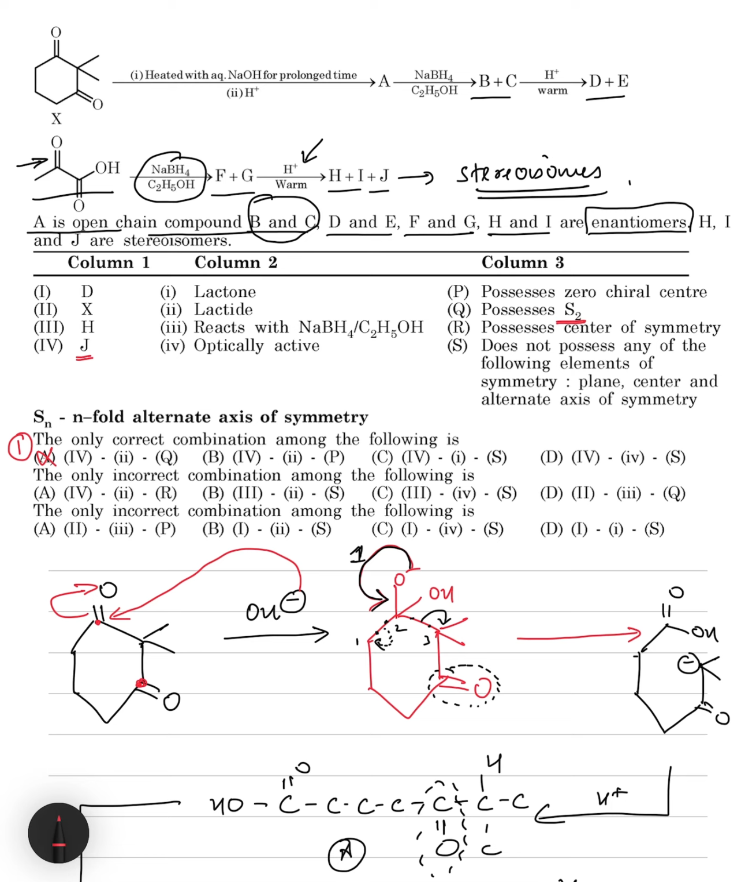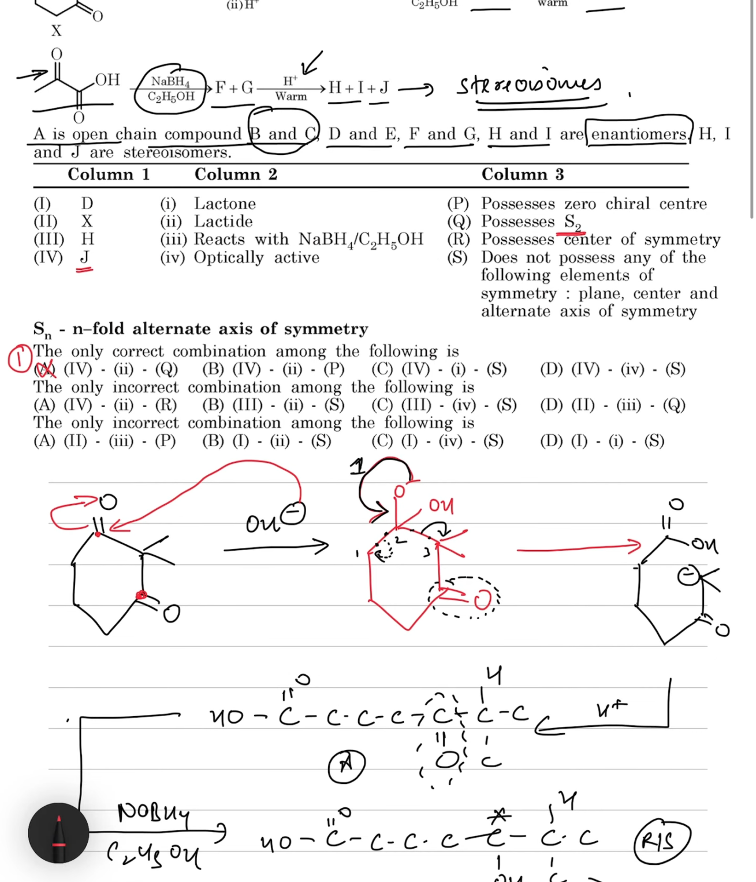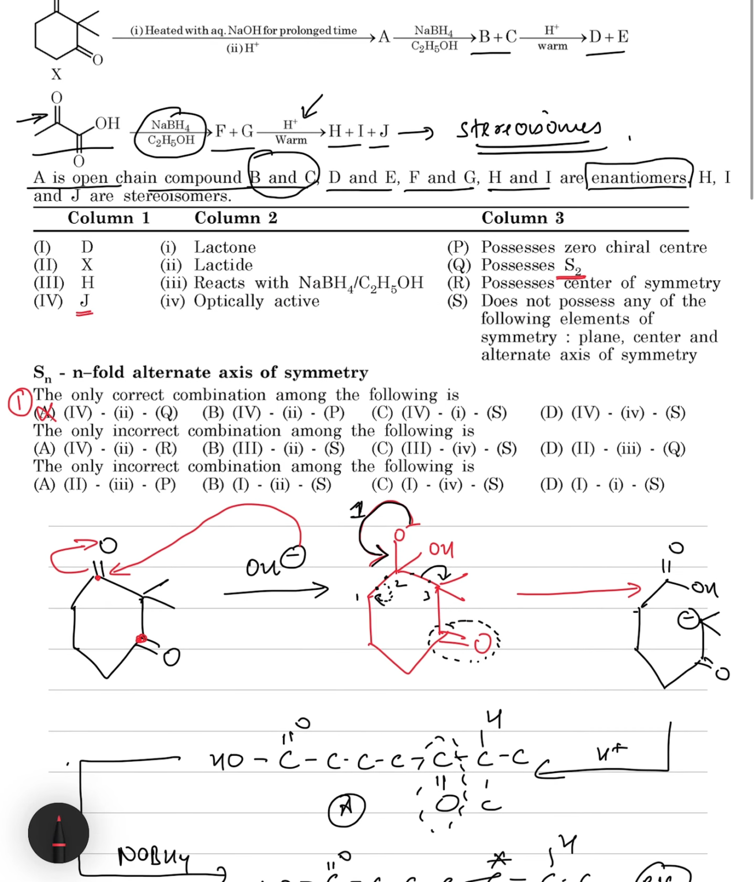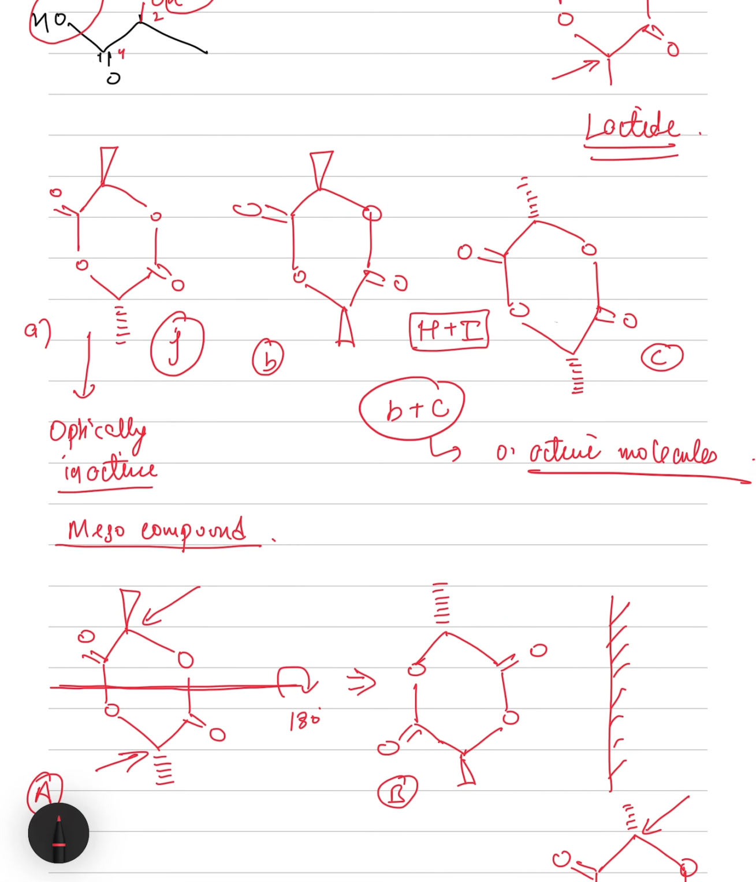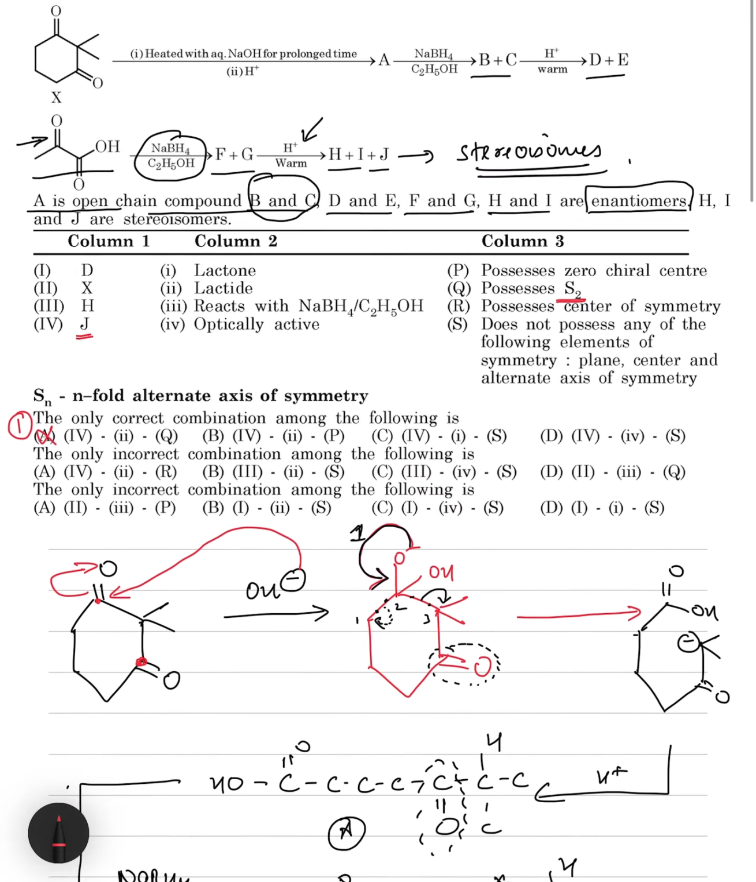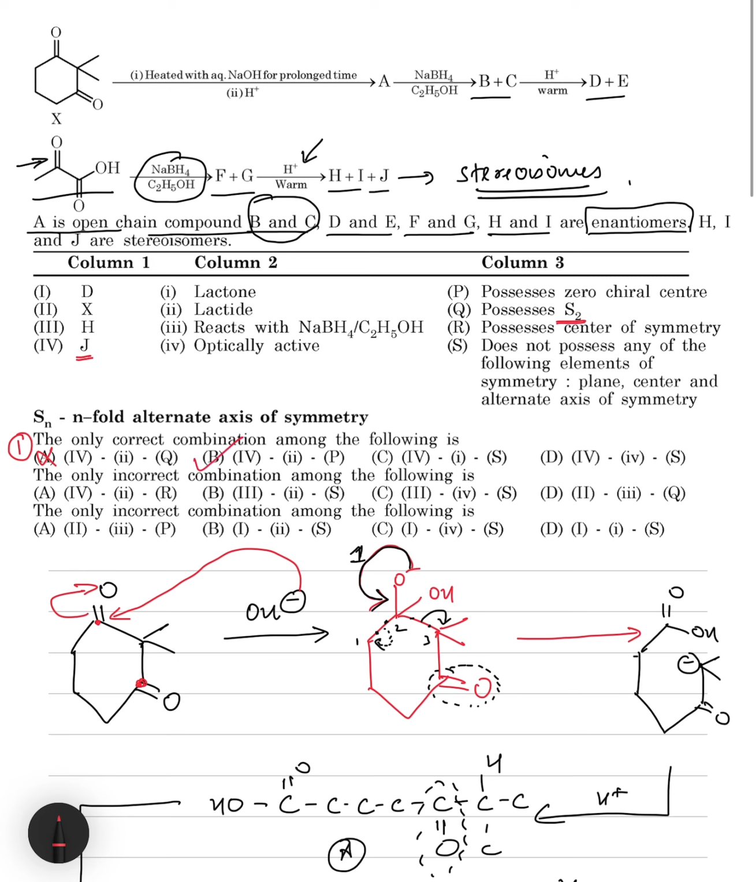P says it possesses zero chiral center, which is correct, because the molecule is optically inactive in nature. The J molecule is optically inactive because it is a meso compound. Since it is a meso compound, it is optically inactive, and hence the correct answer is option B, right? So the first question is done.